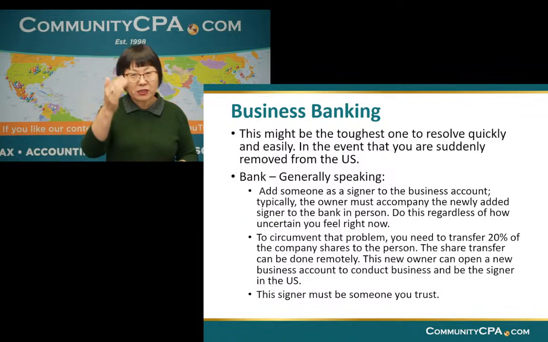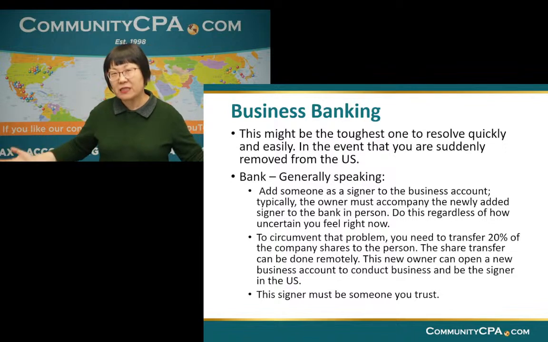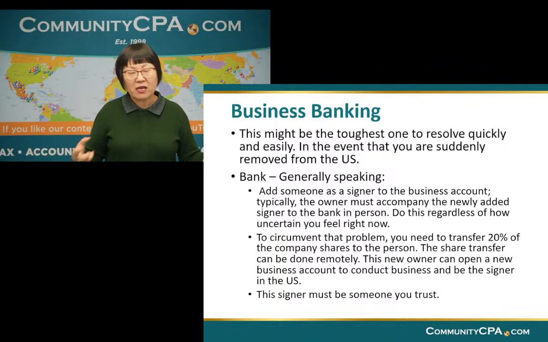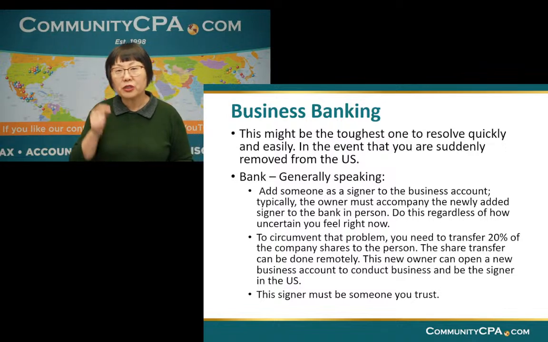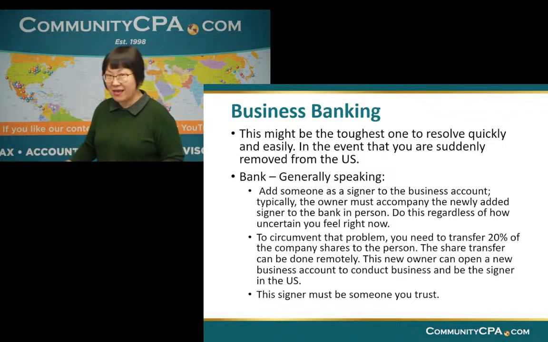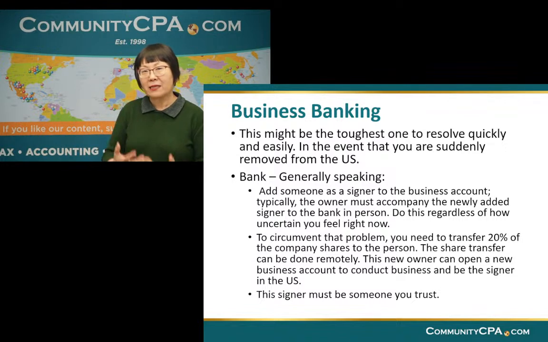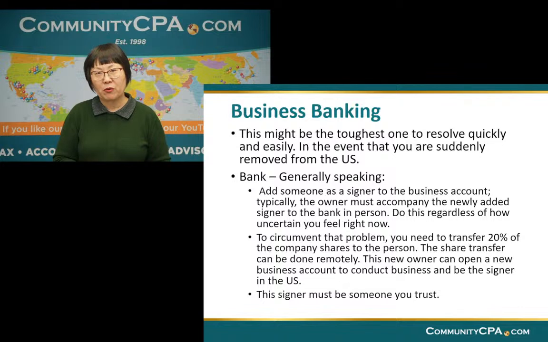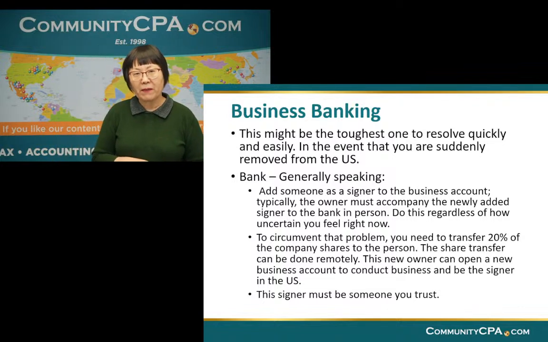So while you are still here, while the uncertainty has not materialized, you should just do that. You should have another person other than you, another person without the uncertainty, to be able to access your bank on your behalf, to be the co-signer for the bank.